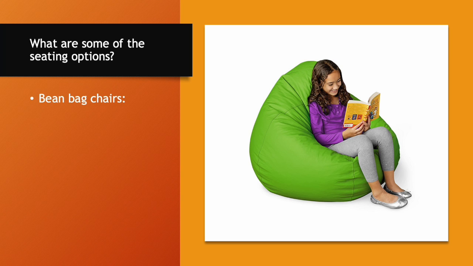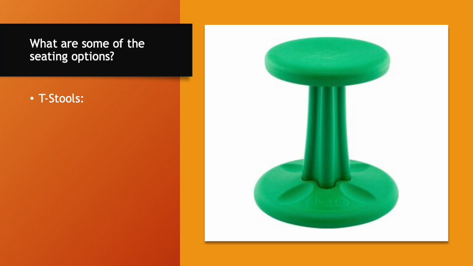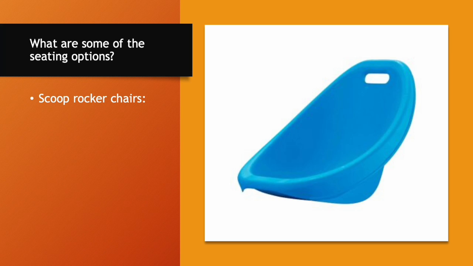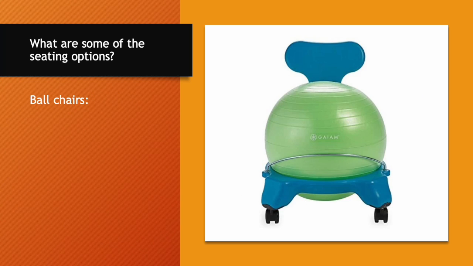Another option would be something like a beanbag chair. These can be used alone on the floor or at a low table. It is a good option for small group work and quiet reading. T-stools can allow the students to wiggle and move as they are reading, writing, learning, and listening. Scoop rocker chairs are handy for younger ages for things like circle time and can also be used at lower tables. They are typically inexpensive and easy to move around.